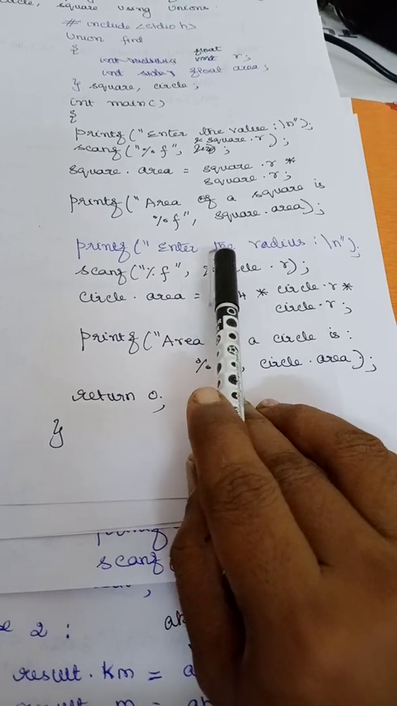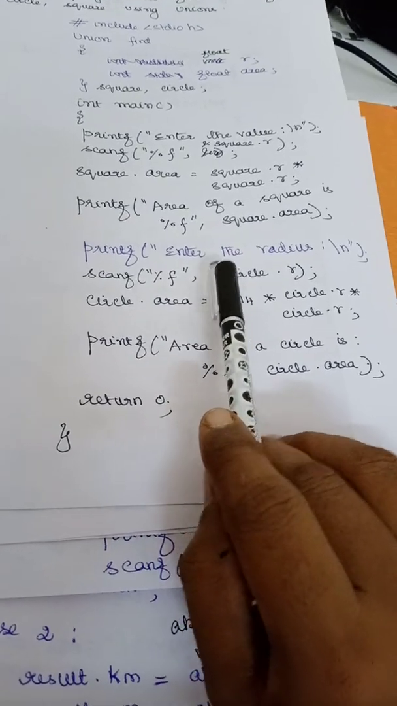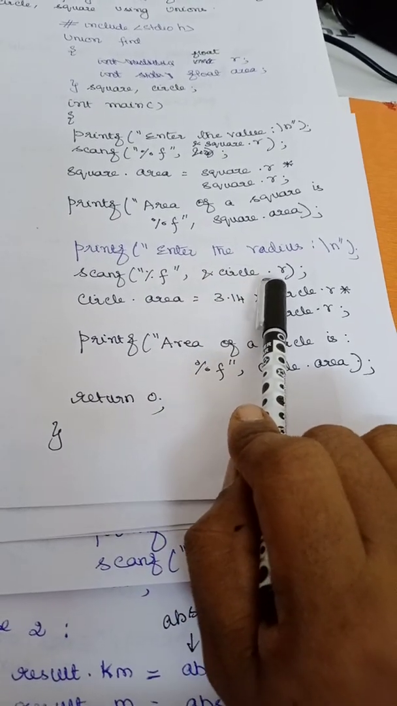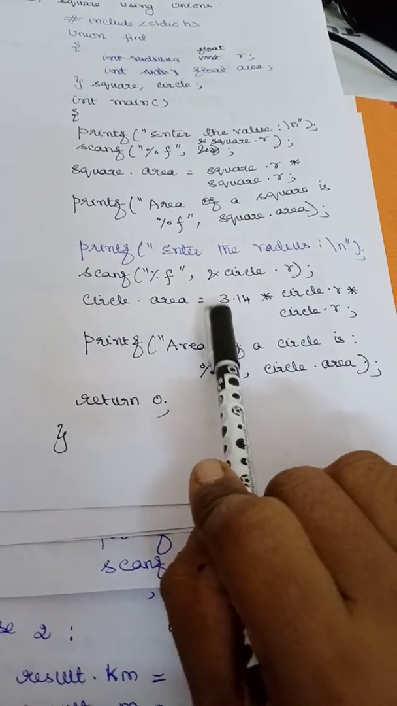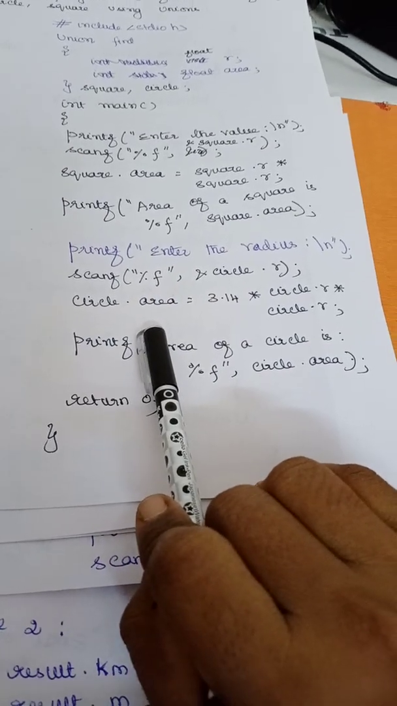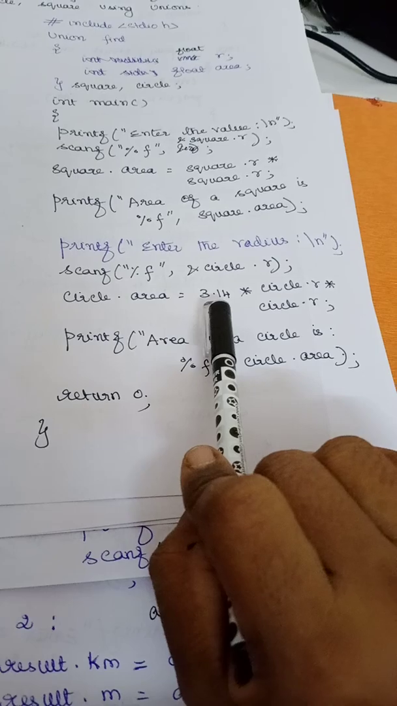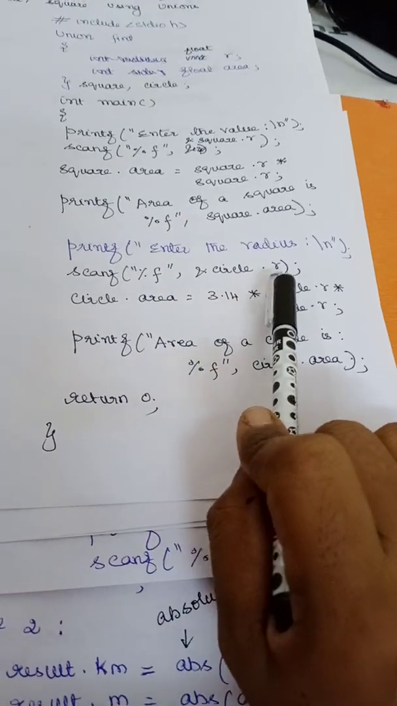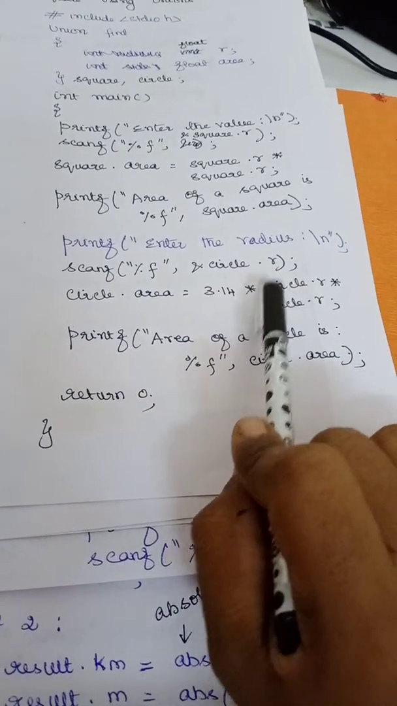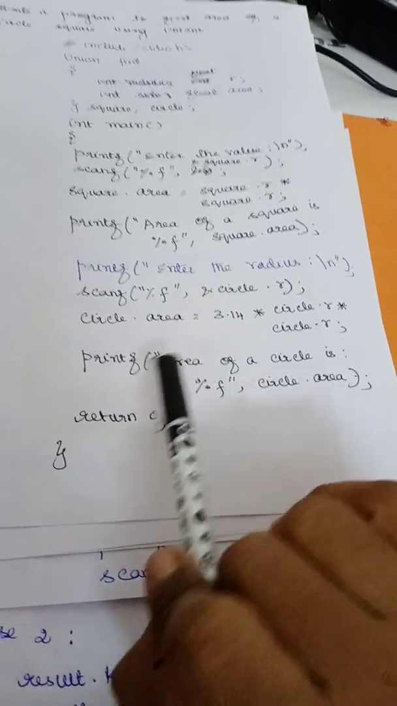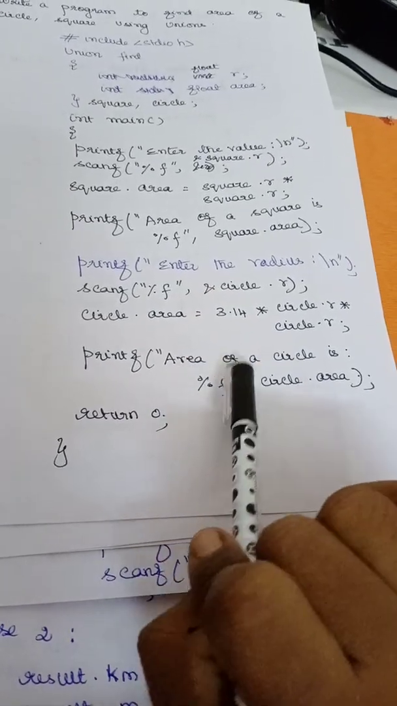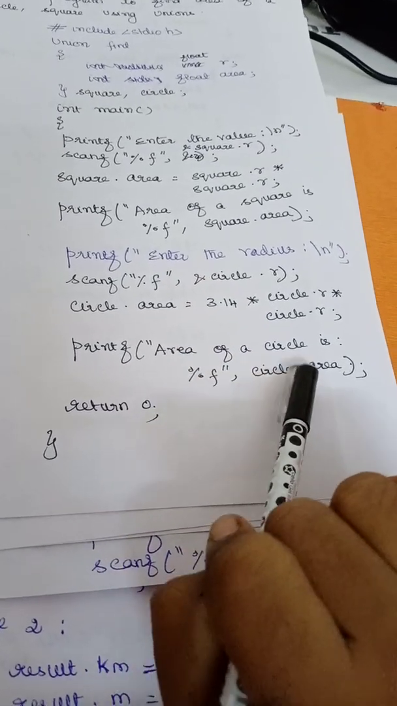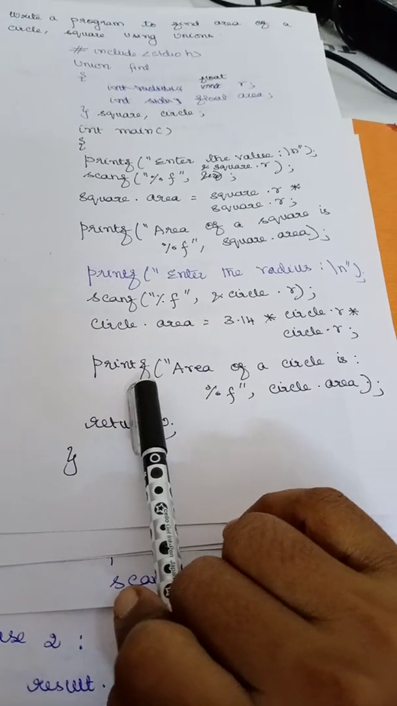Now I need to do it for my circle. So here I am using the circle variable and I am reading the radius. And what is the area of your circle? Pi r square. So for pi I am using 3.14 pi r square. So I am multiplying r 2 times, right? And then I am printing the area of a circle using what? Circle dot area. Is that clear?